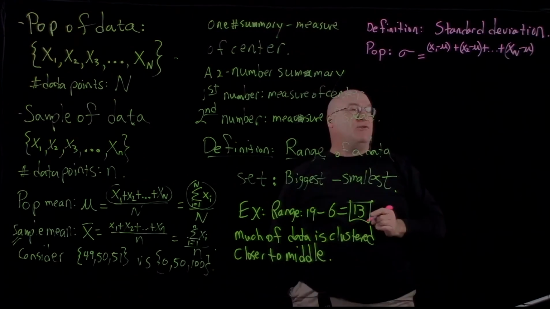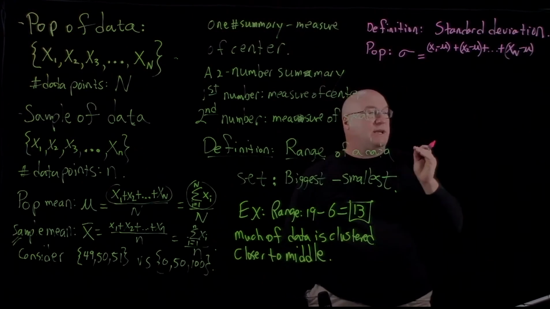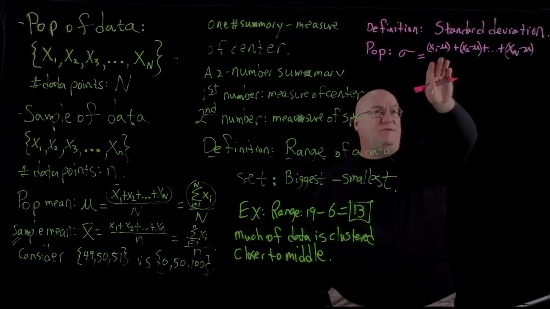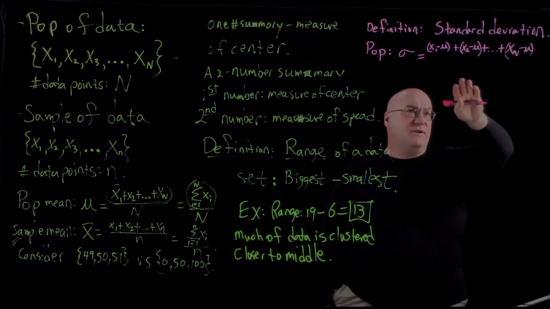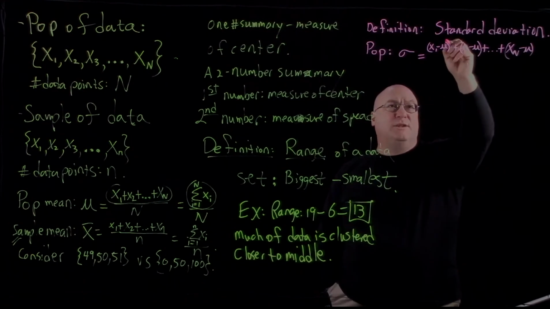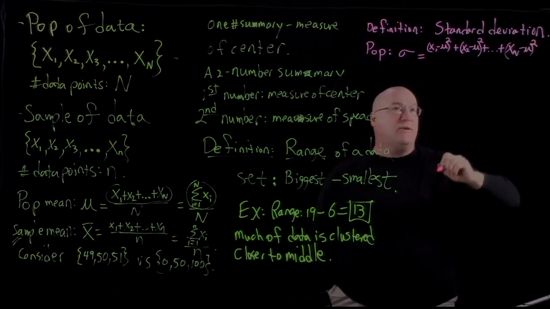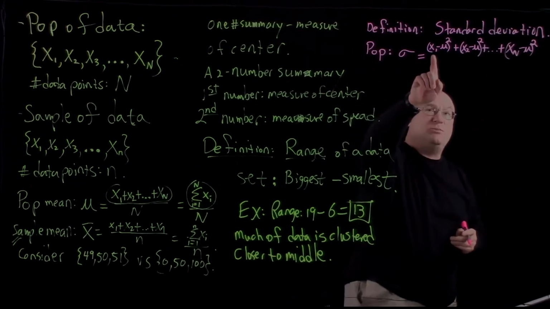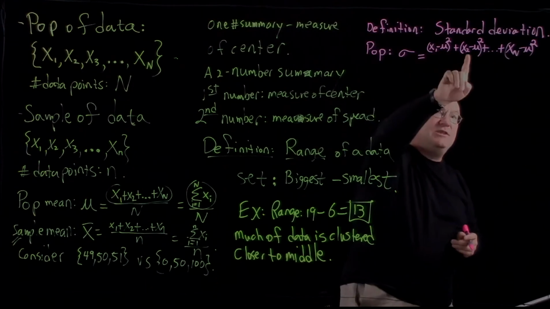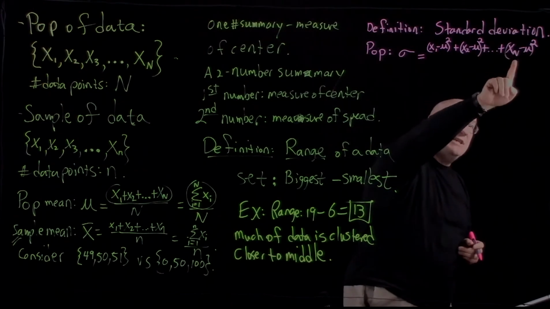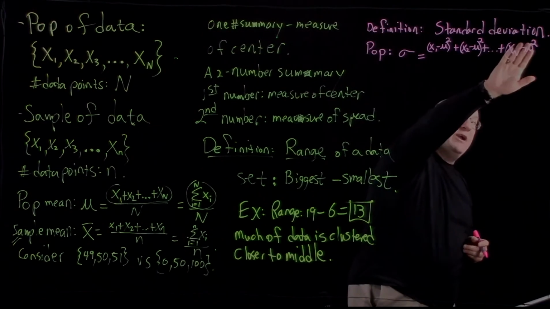All right, but what I'm actually wanting is some indication of how far apart these data points are. I don't want a negative difference to cancel out a positive difference. I want these all to add up. So I'm going to square each one of these. I've taken the distance between x1 and mu and squared it, the distance between x2 and mu and squared it, et cetera, and taken the distance between the last data point and the mean and squared it.